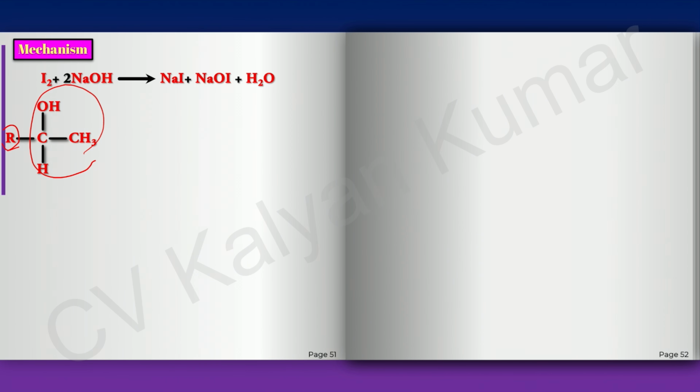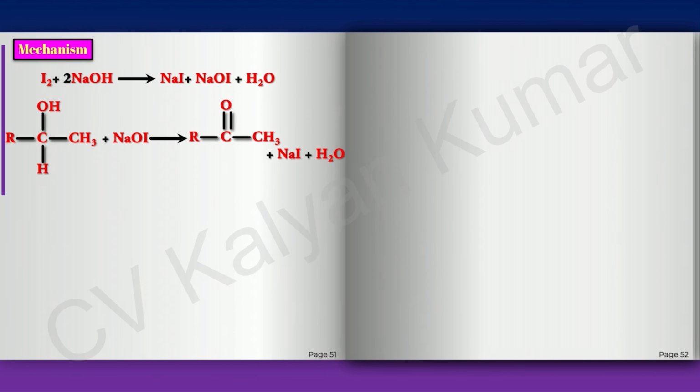If you take an alcohol like this, and then this I2 and NaOH have already formed NaOI, this mild oxidizing agent converts this into an aldehyde or a ketone. If R is an H, it's an aldehyde. If R is an alkyl or aryl group, it's a ketone. And you get this.